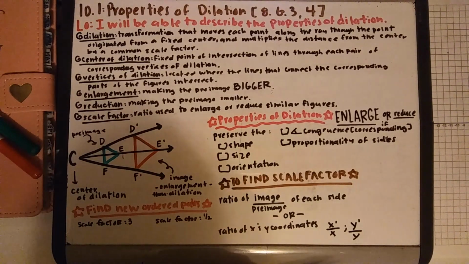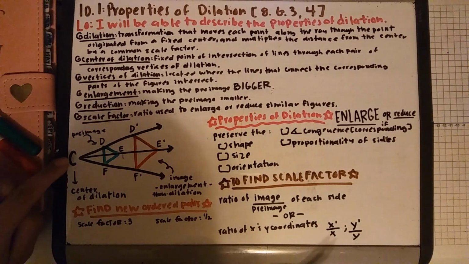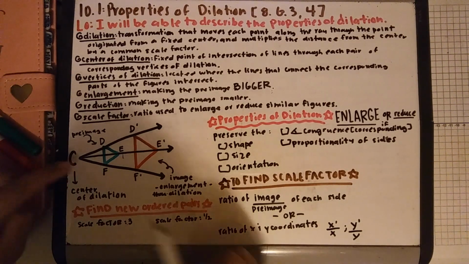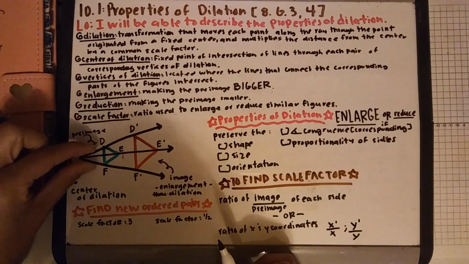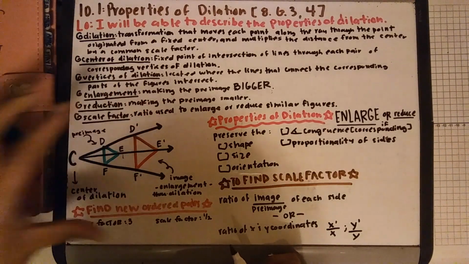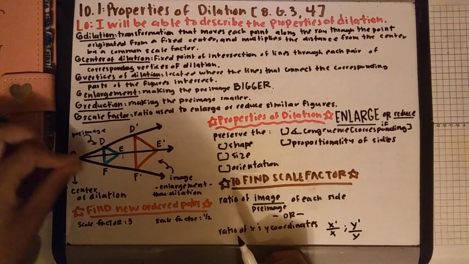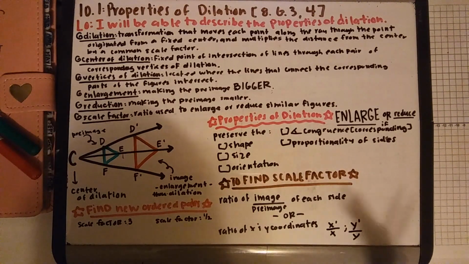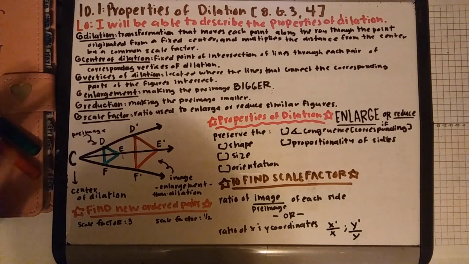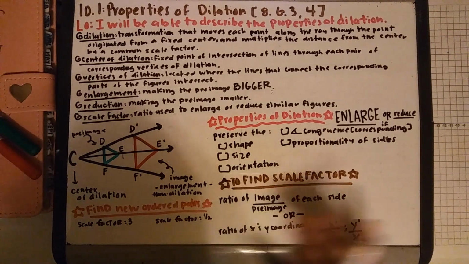Through the point of the center of dilation. So we're going here, and so we're enlarging that. If we were to shrink it, we'll go this way. So that's basically dilation, making it smaller or bigger, if you want to put it in that sense. And it has a common scale factor, so we'll talk about that over here.